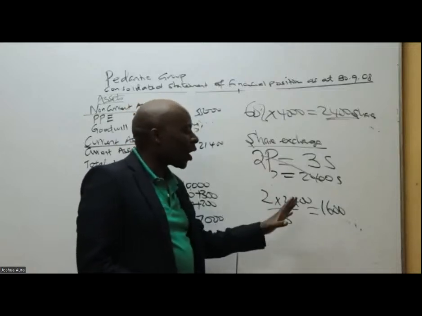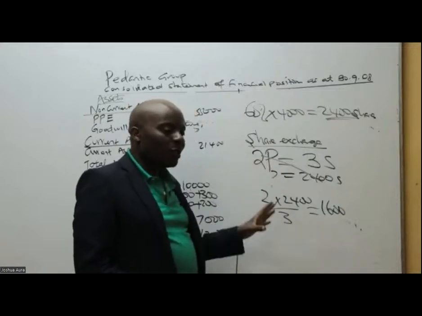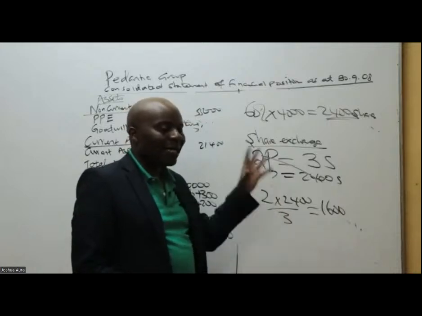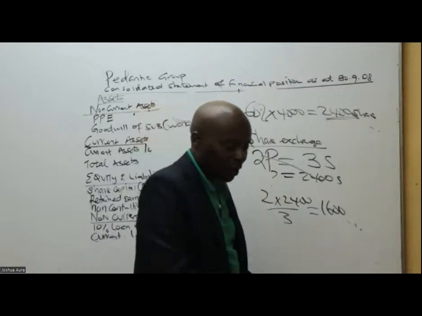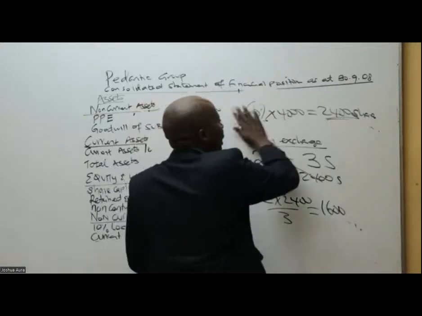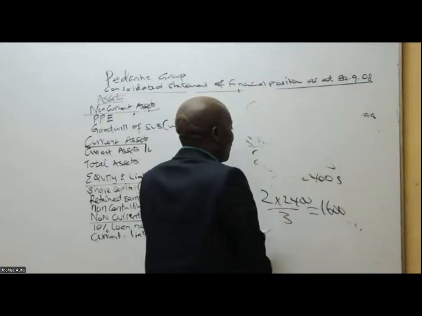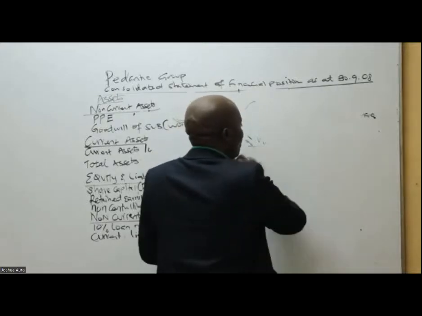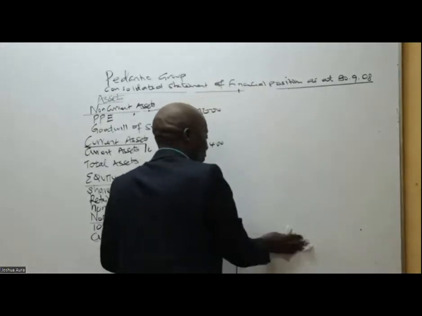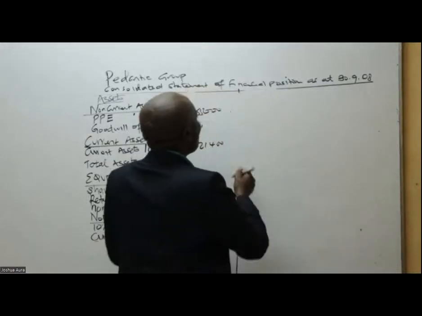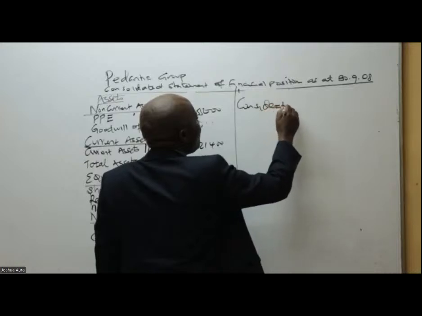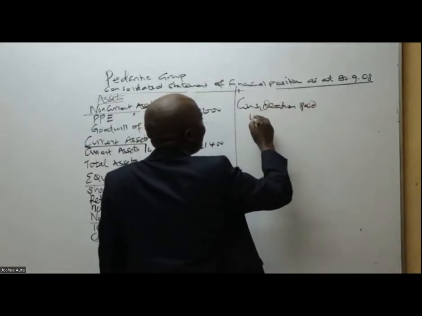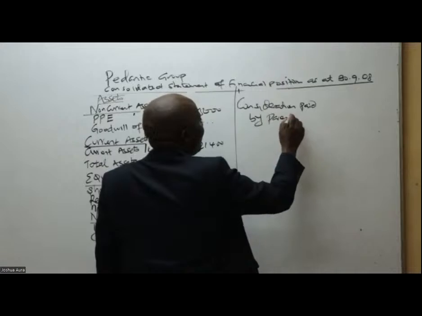So this is their consideration. The consideration of the parent was what here? 1,600 shares for a 60% stake. Now listen. Now we are calculating goodwill, where we are looking at the consideration that was paid by the parent company.